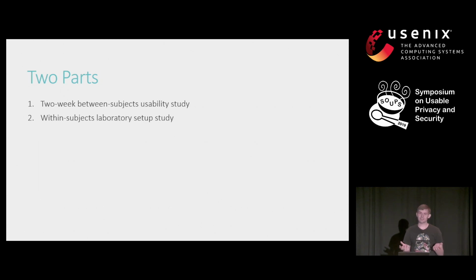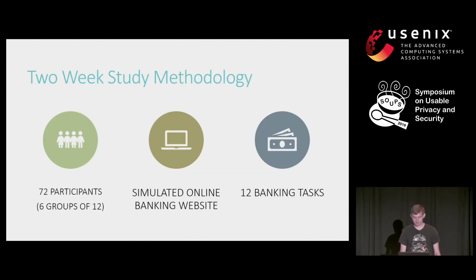So we have 2 parts to our study. The first, we did a 2-week between-subject usability study where each group was assigned a different second factor, and they authenticated with that over the period of 2 weeks. The second part was a within-subjects setup study where every participant set up each of the 5 authentication methods. I'll go over the 2-week study first, and then I'll talk about what we learned through the setup study.